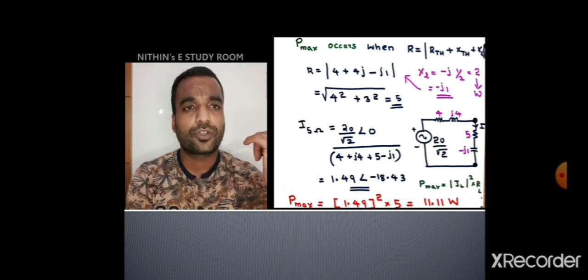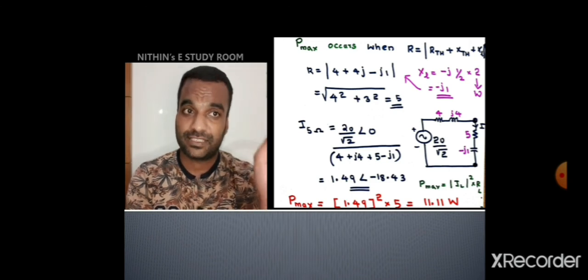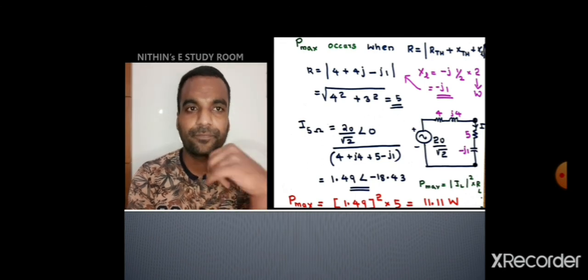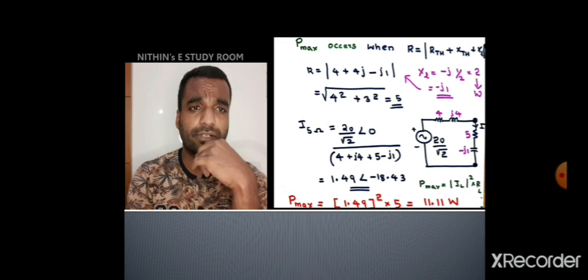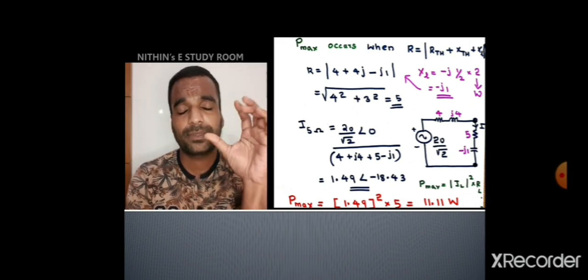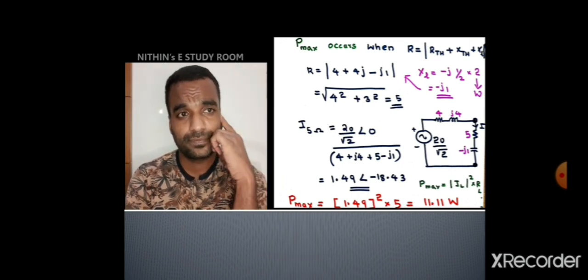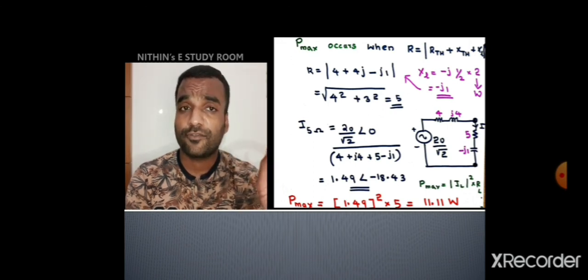20 by root 2, angle 0 by the total impedance 4 plus J4 plus 5 minus J1. That is the total impedance of that path. That will give 1.49 angle minus 18.43. So now what is the Pmax? It's nothing but RMS value of current square into that particular resistance in the load. So that is equal to 1.49 square into 5. That is equal to 11.11 watts.